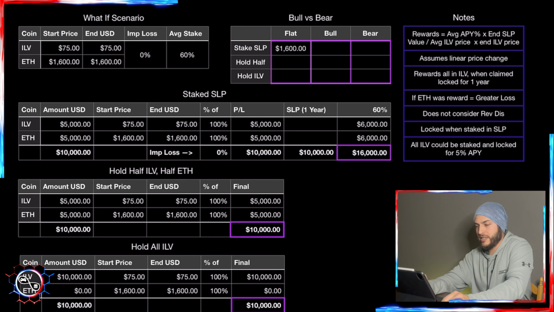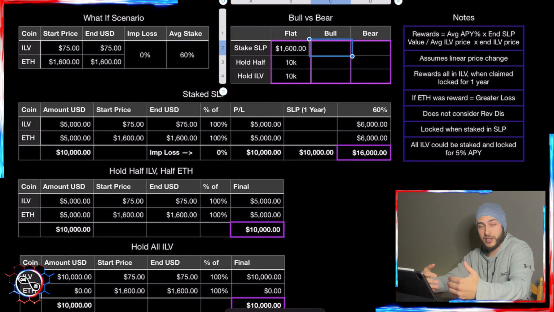Now, for this second one, if you just held the ILV and ETH, you'd have the 10,000, and also if you just held all in ILV, you have the 10,000, because we're assuming the price isn't changing here. So in this scenario, if you think things are going to stay stagnant, it's better to have this $10,000 staked in the SLP pool. Now for the bull market.